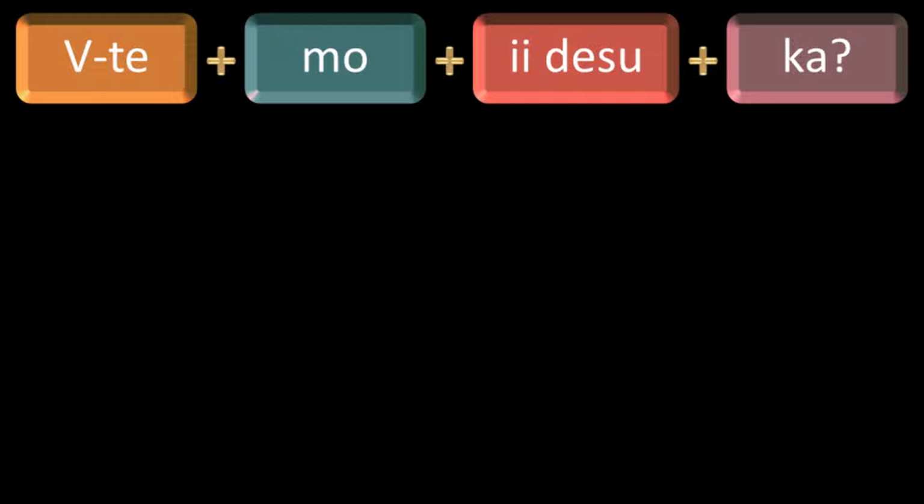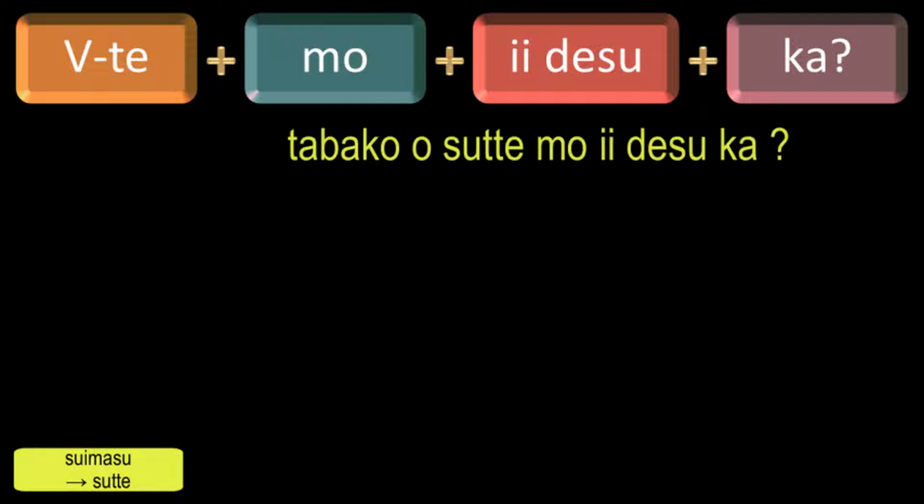Heya means room, tabako means cigarette, and the verb suimasu means to smoke. Its te form is sutte. By adding mo ii desu ka, we will get tabako sutte mo ii desu ka, which translates to may I smoke a cigarette? Now, if we add the place of action, which is a room, and the particle de, we will get heya de tabako sutte mo ii desu ka, which translates to may I smoke a cigarette in the room?